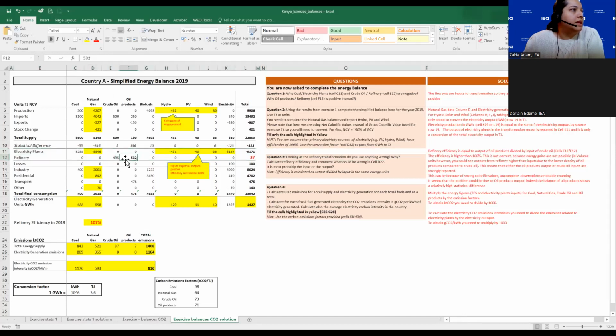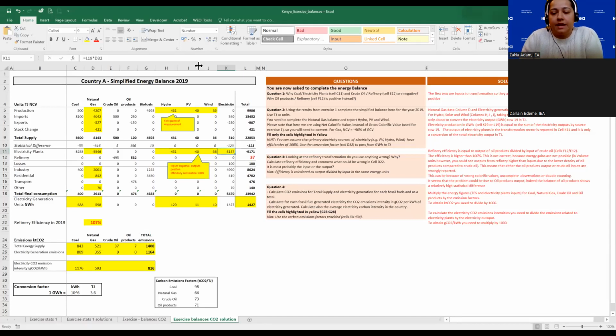And we have this number here, F12, which is positive, and also K11, which is positive. So again, here we go back to the concept of the energy balance. In the energy balance, you have the transformation block where you have inputs and outputs of different products that go into different processes. For the refinery, you have your input of crude oil to produce oil products, and for electricity plants, you have some products that are used to produce electricity. So this gives you a sign convention.